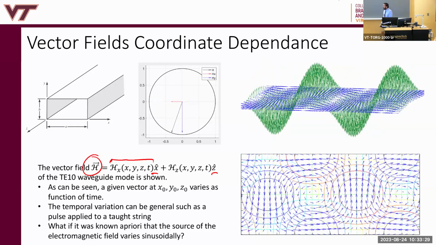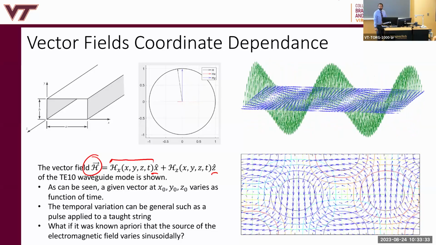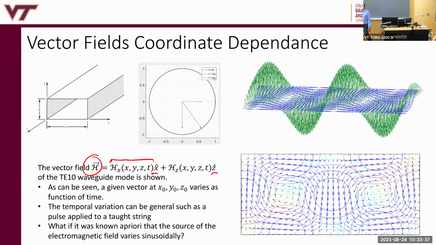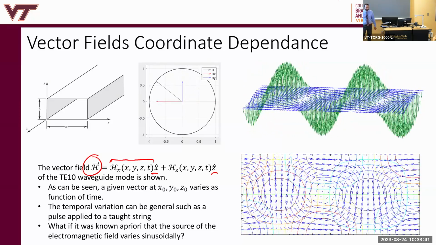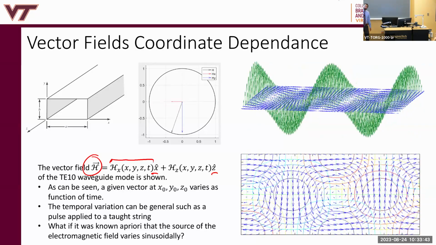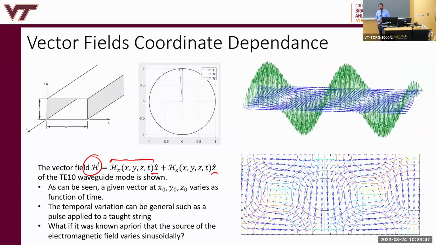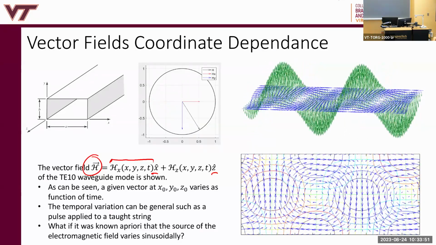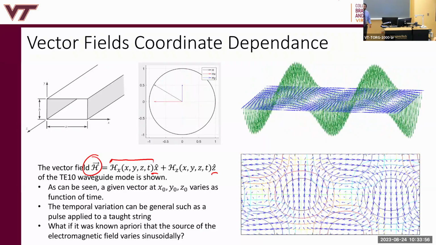The problem is this vector field is a function of x, y, z, and t. And t could be arbitrary. It could be a pulse, a square wave pulse. It could be a triangle sawtooth function. It could be a Heaviside step. It could be anything, right? We're going to specialize in this course to what's called sinusoidal or time harmonic variation. We're going to assume that the time dependence is always cosinusoidal for all vector fields.